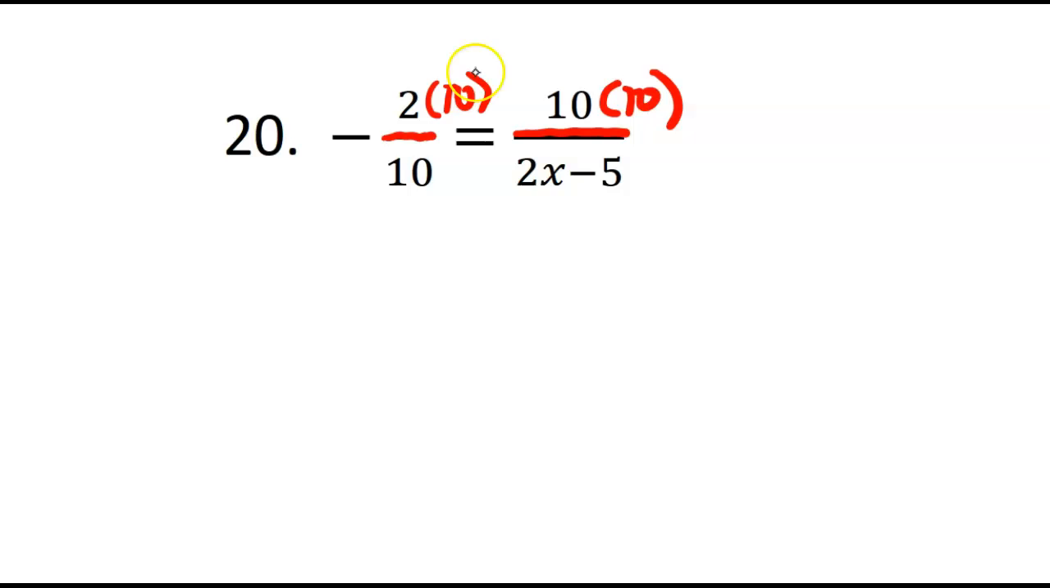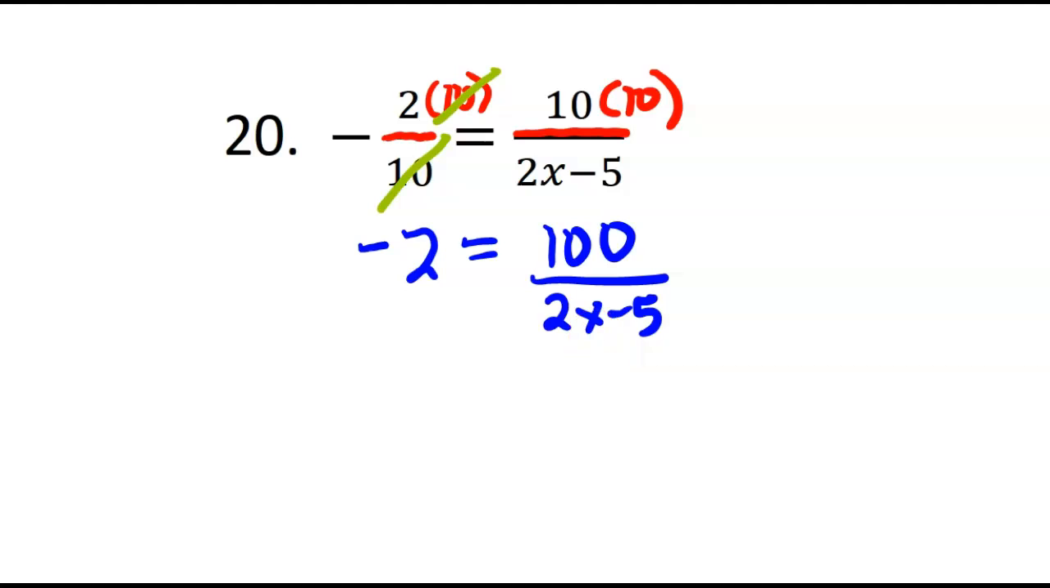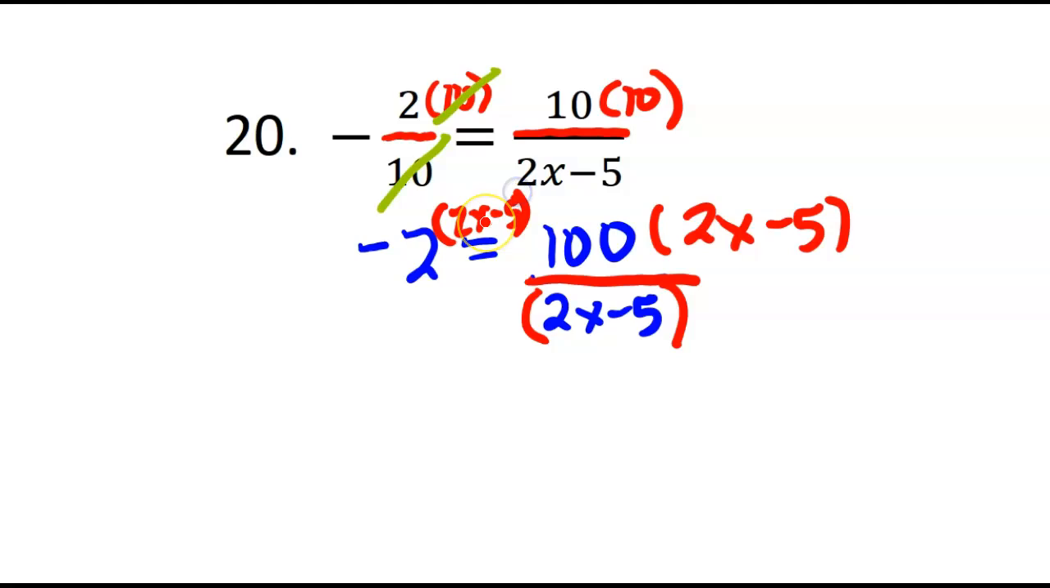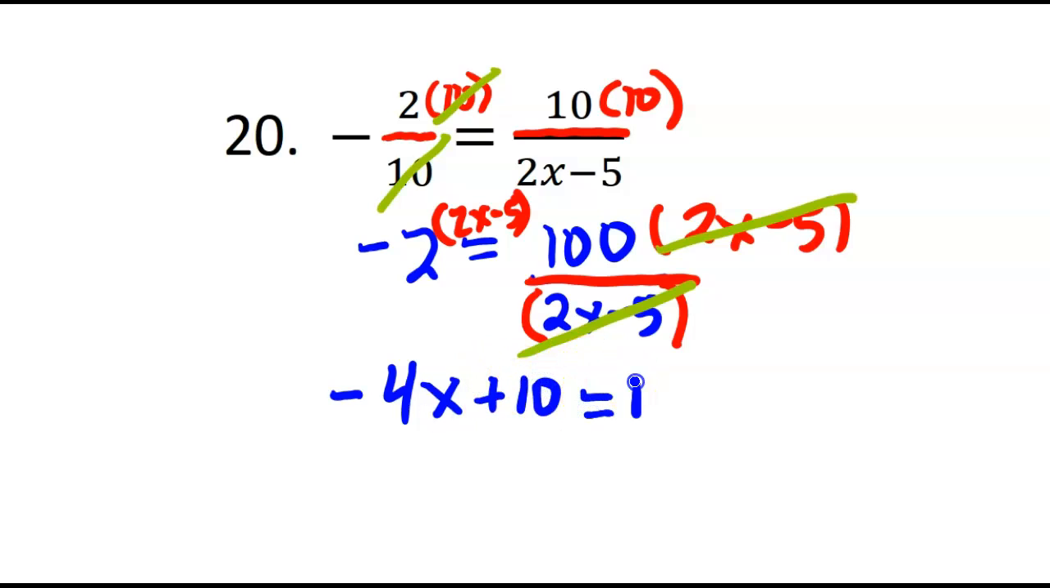So what happens here is then 10 over 10 reduces out. I'm going to be left with negative 2 equals 100, 10 times 10, over 2x minus 5. I now again still have a division, but I see that I'm dividing by the quantity 2x minus 5. So now I'm going to multiply both sides by 2x minus 5. And I'm going to see what I have left. Okay. On the right-hand side of the equation, 2x minus 5 divided by 2x minus 5 is 1, which is why I chose to multiply by that, because it clears it. And on the left-hand side, I distribute that negative 2, and I get negative 4x plus 10 equals 100.